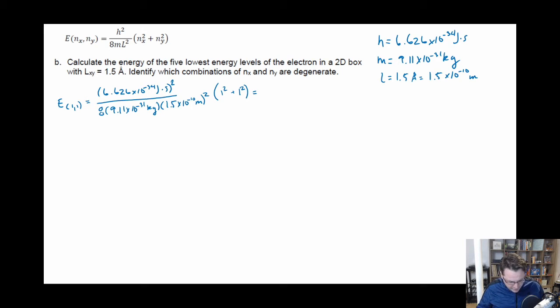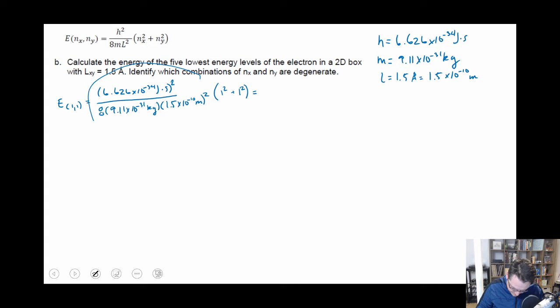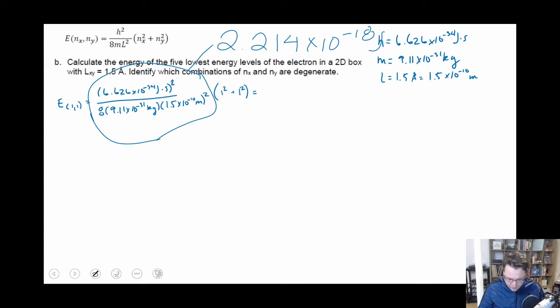But yeah, so what I got for this whole part right here, the value is 2.214, we'll go a little bit further with the sig figs, times 10 to the negative 18 joules. So that's for that part right there.